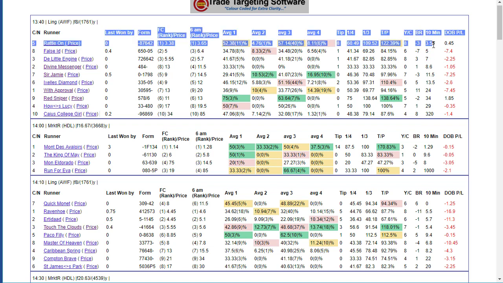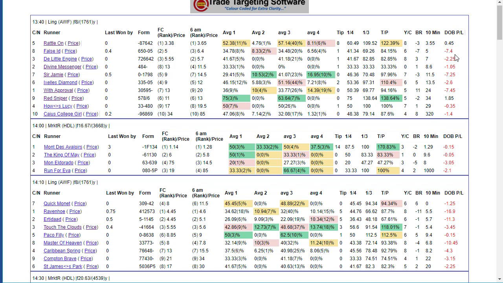Then we get the 10-minute before the off price comes in, and then this is really interesting, the DOB PL. This is the amount of profit made from dobbing, which is going under 50% of its BSP price in running. So as you can see, some of these runners are actually profitable using DOB, and a lot aren't.